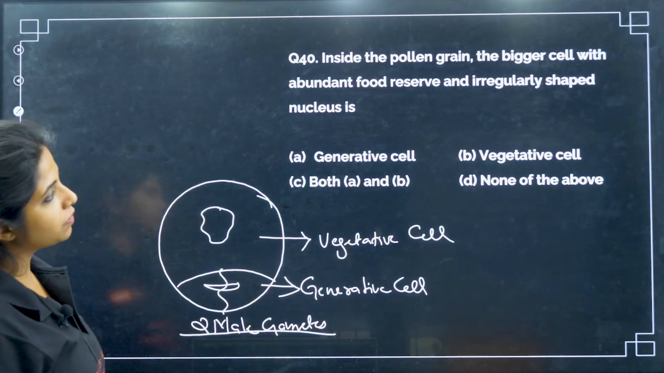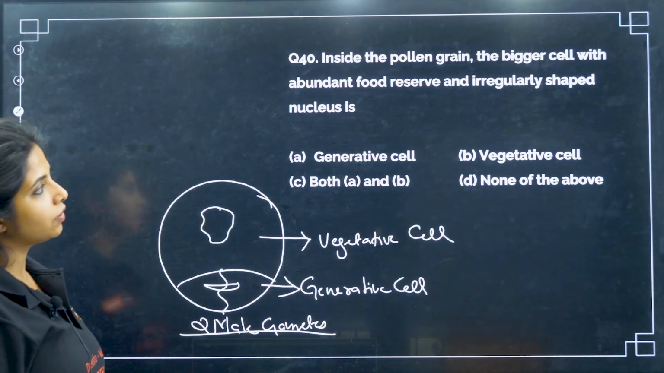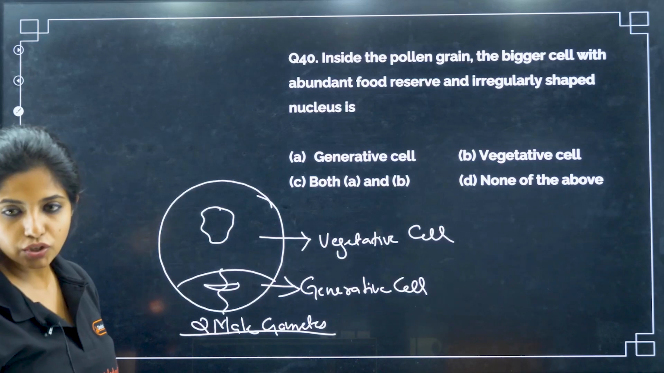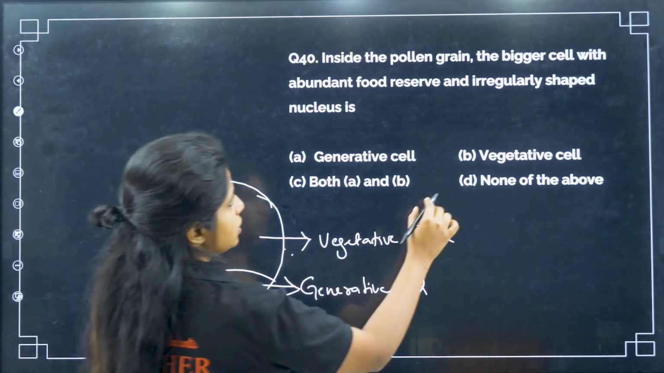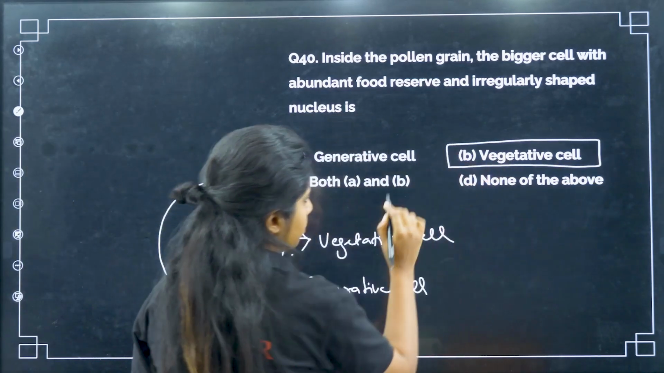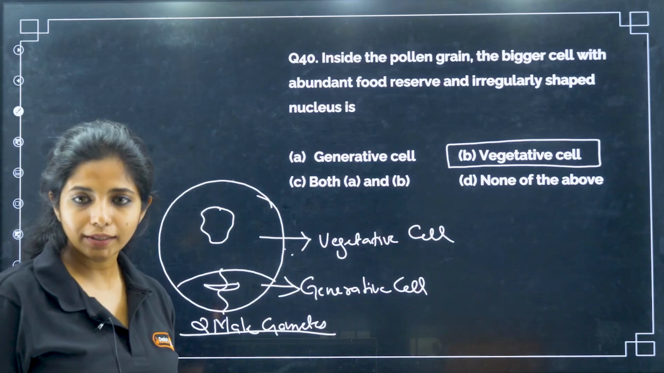So inside the pollen grain, the bigger cell with abundant food reserve and irregularly shaped nucleus is known as the vegetative cell. B.